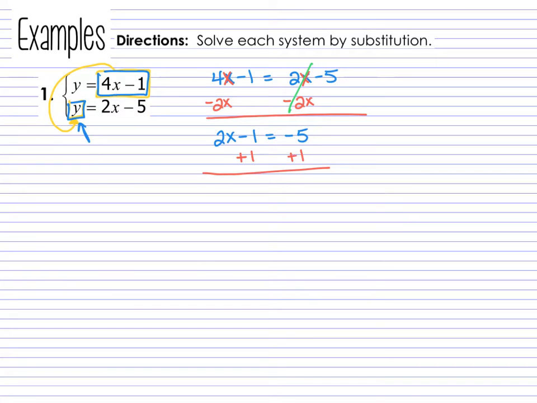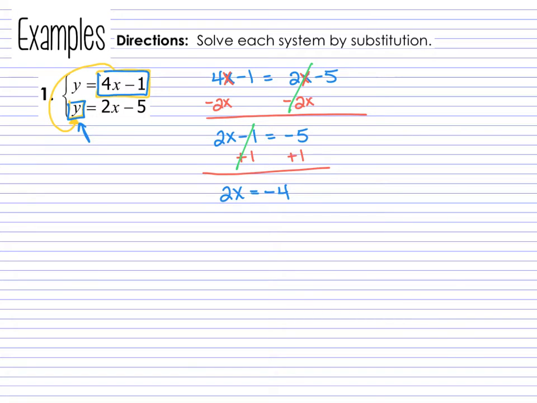So I'm going to add 1 to both sides. On the left, that cancels. So I'm left with 2x on the left equals -5 plus 1. I make that less negative, so I'm going to have that be -4. We're almost there. X is almost by itself.